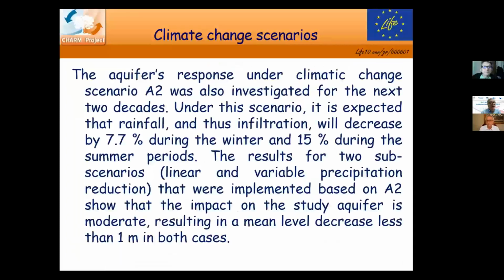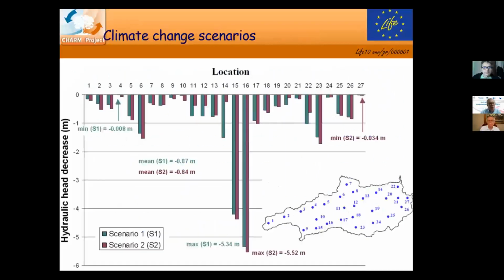We also investigated the aquifer response under climate change scenario A2 for the next 2 decades. Under this scenario, it's expected that rainfall and thus infiltration will increase by 7.7% during the winter and 15% during the summer period. The results for the 2 sub-scenarios, linear and variable precipitation reduction, implemented based on the A2 scenario, show that the impact on the study aquifer is moderate, resulting in a mean level decrease of less than 1 meter in both cases. So we have here the results, the average due to the climate change.